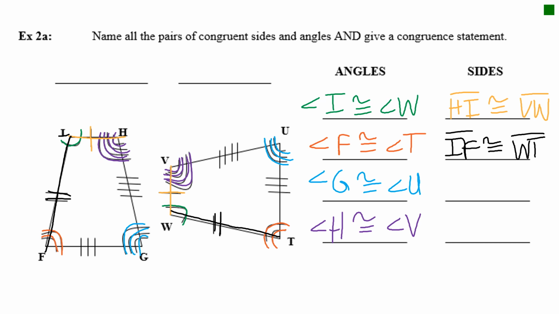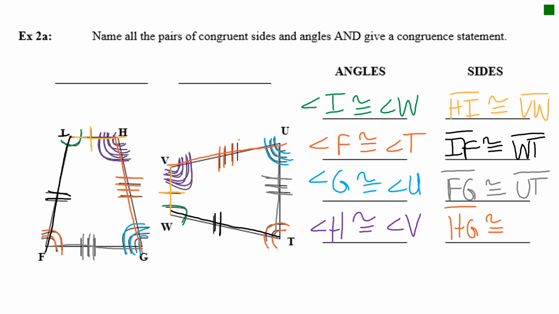Moving on now to 3 tick marks. We have FG, 1, 2, 3. It's going to be congruent to UT, 1, 2, 3. So FG, which can be flipped around and called GF, is going to be congruent to UT, which could also be called TU. And then the last one is going to be HG with 4 tick marks, which could also be flipped around and called GH. It's going to be congruent to VU, because it also has 4 tick marks, which I can also call UV. Now, the last thing we need to do here is give a congruent statement.